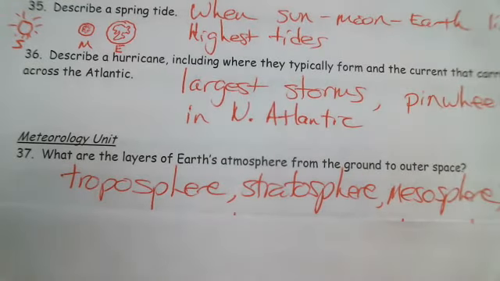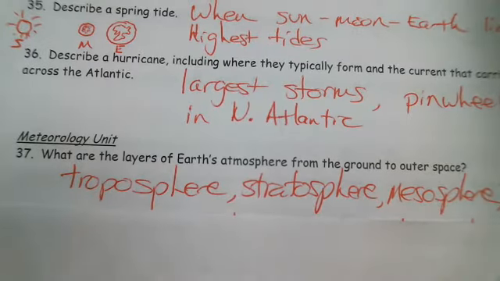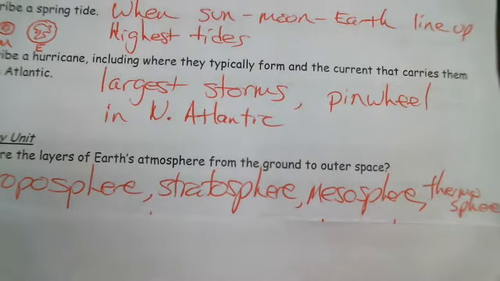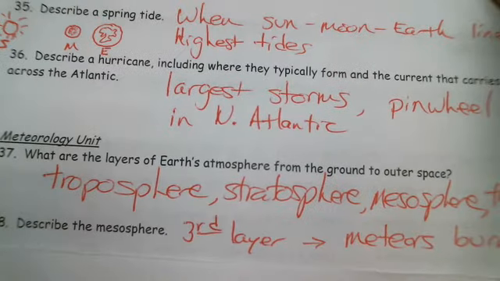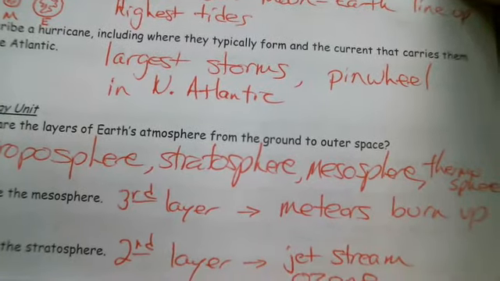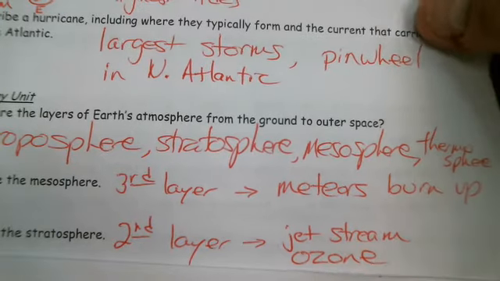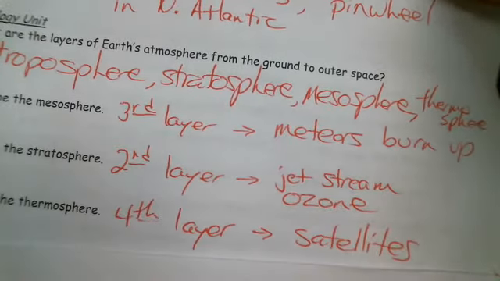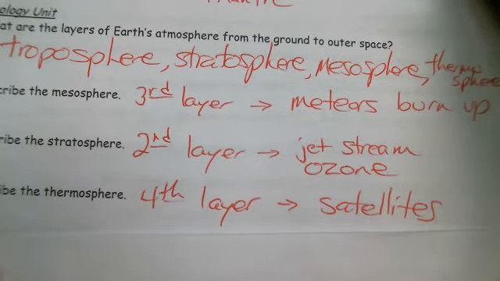The layers of the Earth's atmosphere start off with the troposphere at the bottom, and then the stratosphere, mesosphere, and finally at the top, the thermosphere. The mesosphere is the third layer, and that's where meteors burn up. The stratosphere is the second layer, just above the troposphere, and that's where the jet stream and the ozone layer are. The thermosphere is the top layer, or the fourth layer, and that's where satellites are found.